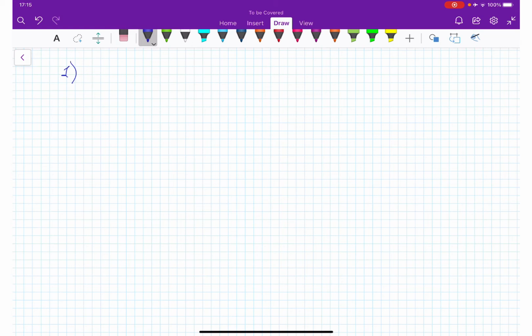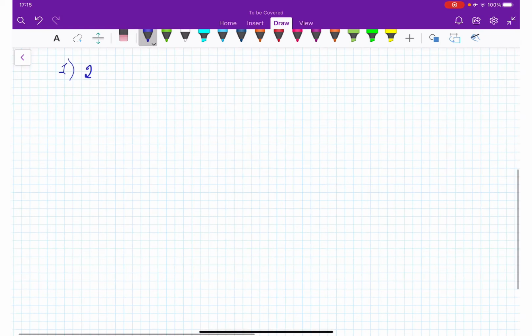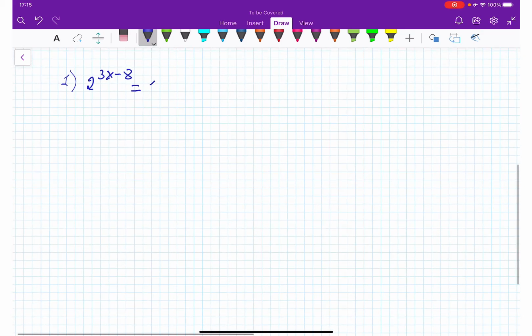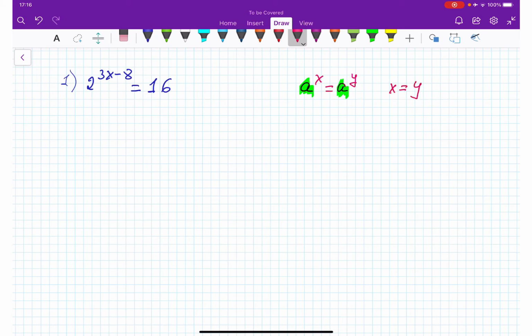Okay, question number 1. 2 to power 3x minus 8 is equal 16. So to solve this type of exponential equation, we need to know that if a to power x is equal a to power y, what is important? The base has to be the same. Then we can say that x is equal y.